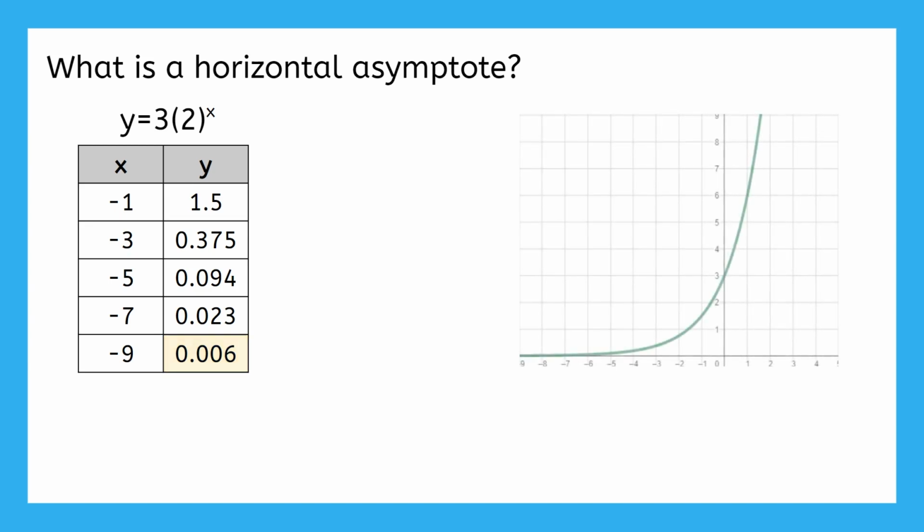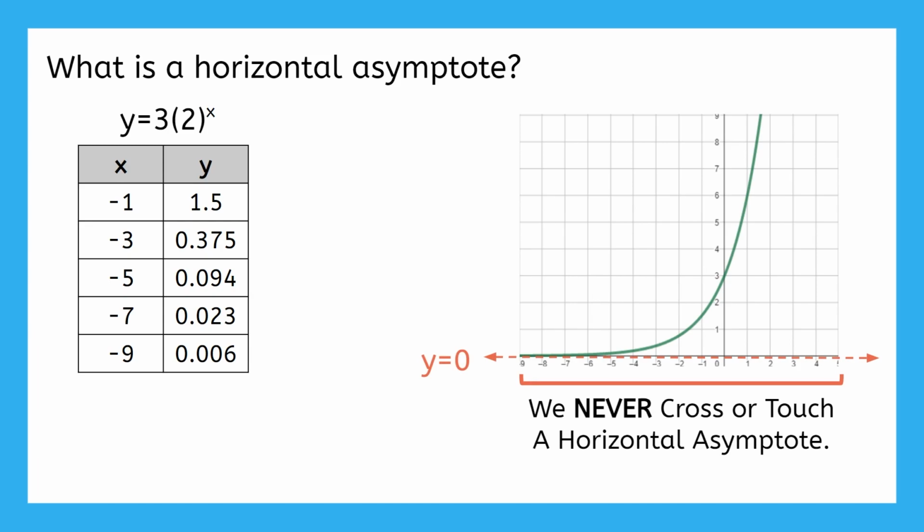Let's look at the graph. We're seeing those values in the way our curve is getting super close to the x-axis in this graph, but it doesn't look like it crosses it. In fact, we never cross or touch the x-axis. That's where our horizontal asymptote is, represented by the line y equals 0.